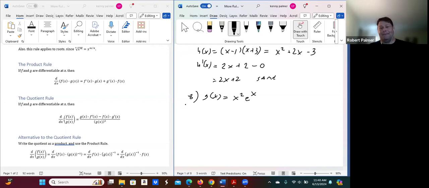So what I'm going to do once again is this is going to be my f of x, the first one, and this is going to be my g of x. Okay, and I'm going to use the product rule.